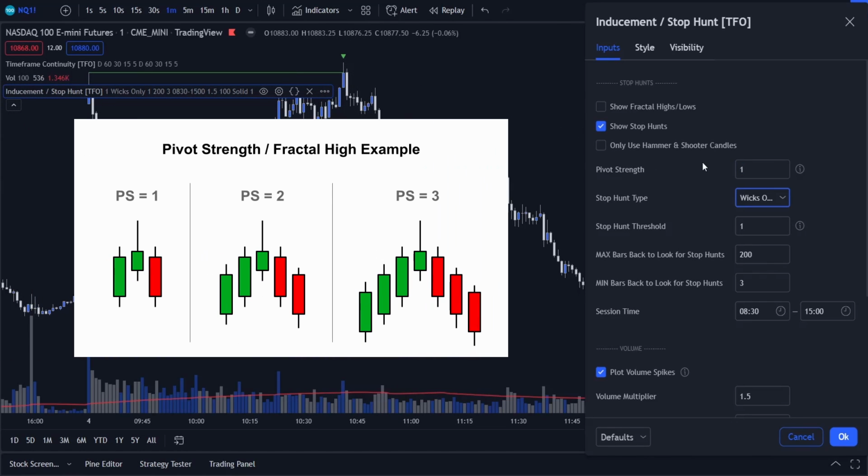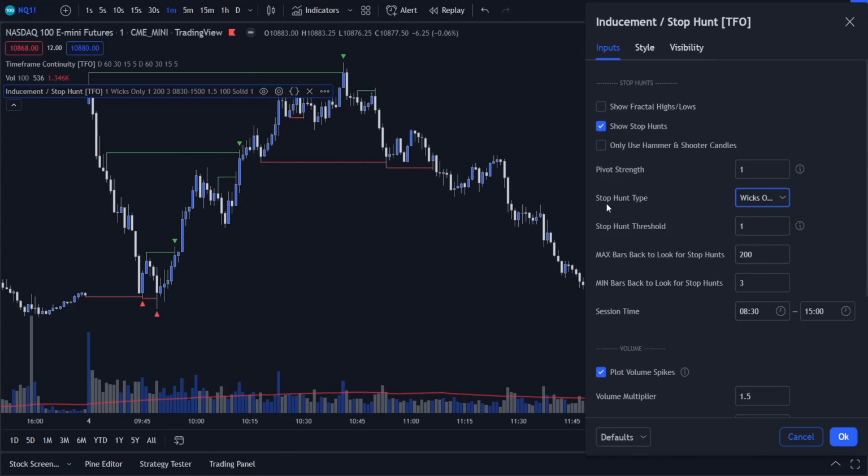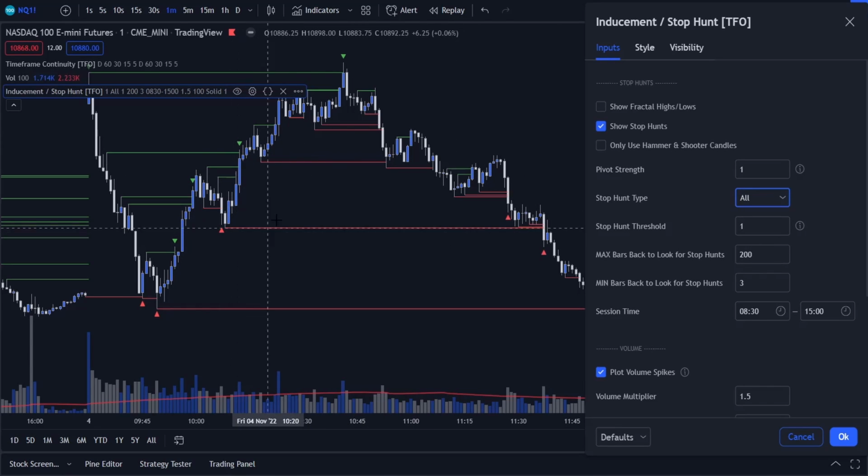So obviously if you want to see every potential stop hunt, then you want to set this to something low, but I find that this can be pretty crowded, especially with the next setting, which is stop hunt type. You can set this to wicks only, so it'll only show stop hunts that take out the initial pivot but then close back through. Or you can set this to all, so you can see where all the significant pivots that you marked out are breaking.